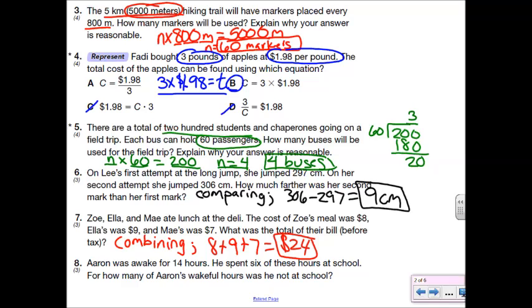So in this one, you're talking about separating. So 14 total hours. He spent some of them at school, so it's kind of like taking those away. We want to know what's left of his awake time. So we're talking about separating. So we have the starting amount, 14 total hours that he's awake, minus some that went away, 6 was spent at school. That equals the difference. And in this case, 14 minus 6 is 8 hours. So he spent 8 hours not at school.